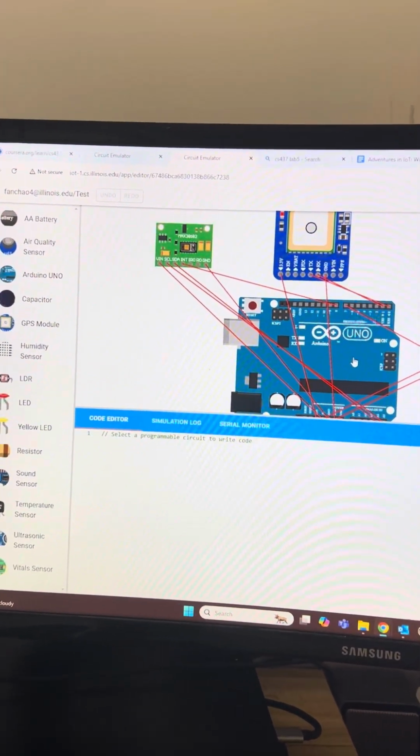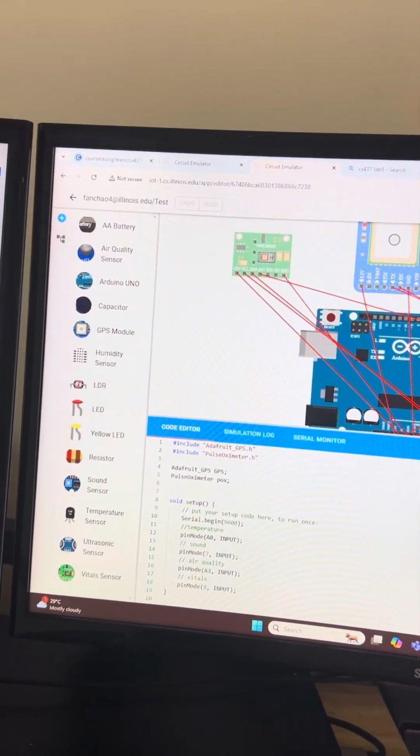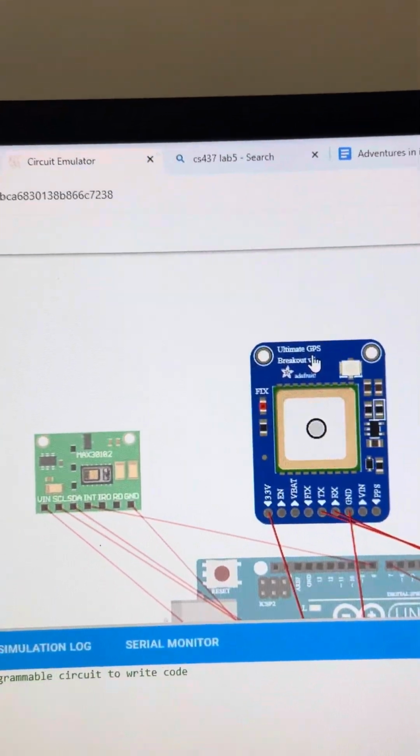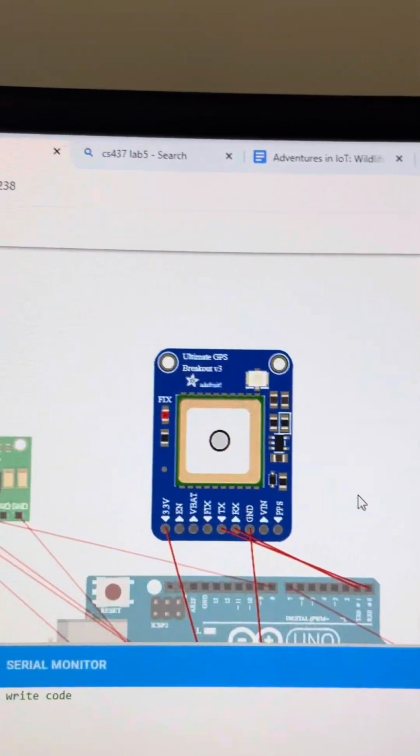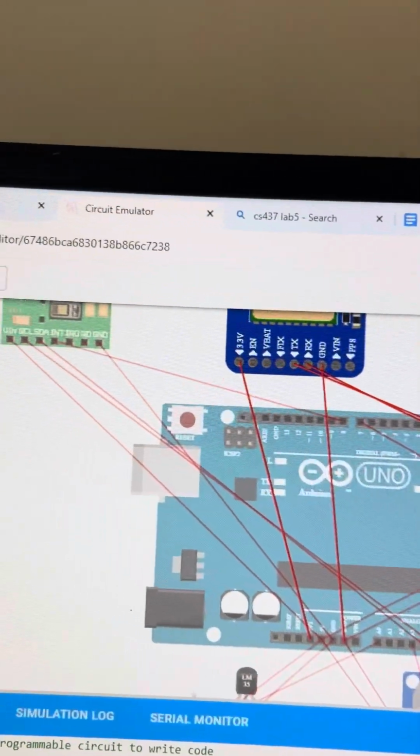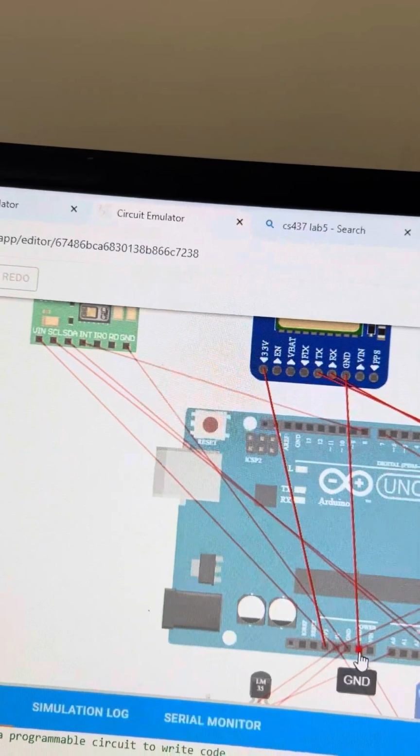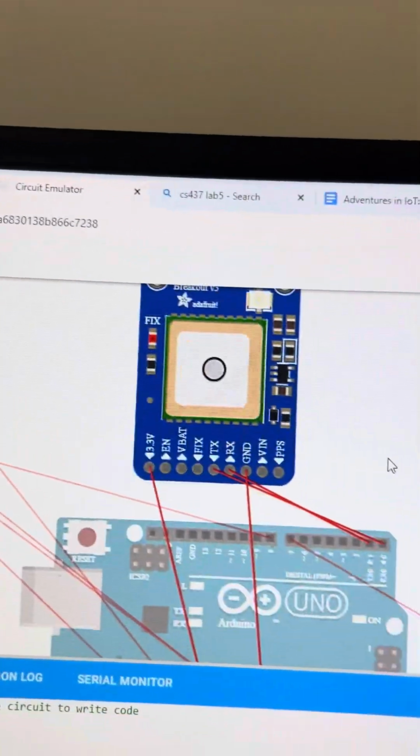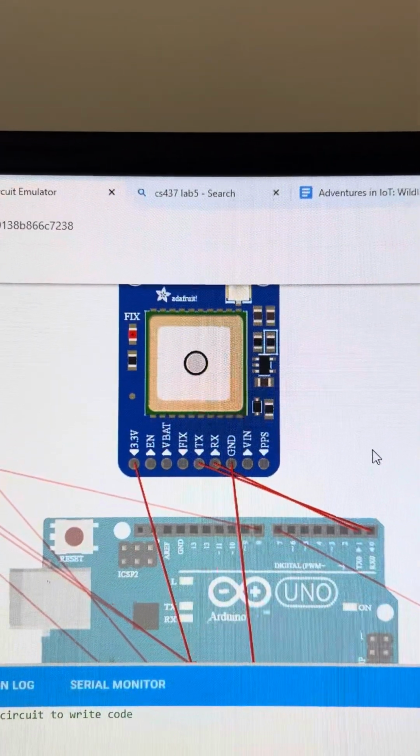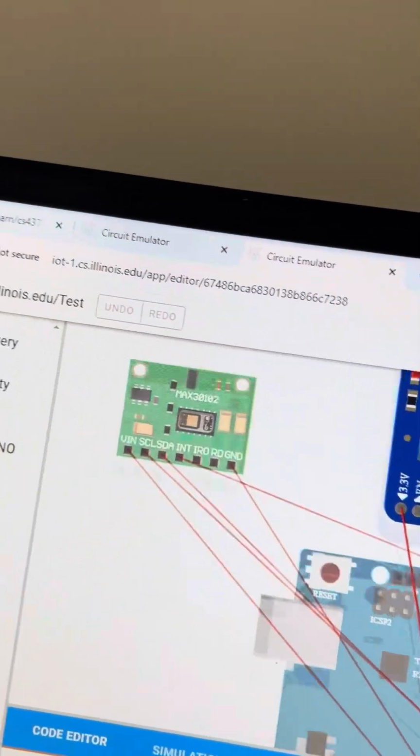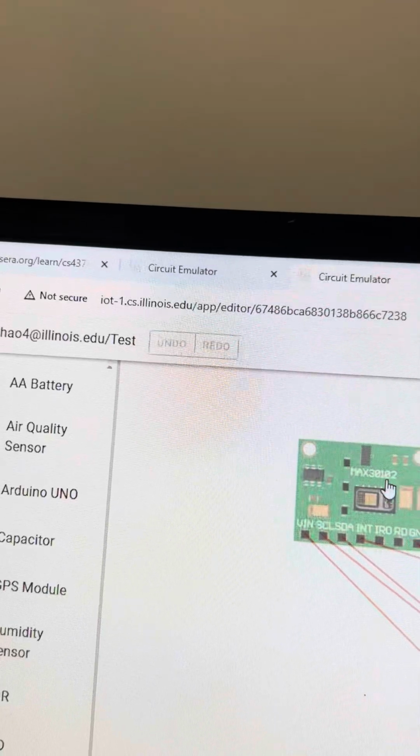Okay, so first we have the Arduino, the board. The most important device will be the GPS, which is here. So for the device, it's powered by 3.3 volts power. So I connected to the 3.3 part. The ground will be connected to the ground. I follow the tip, so the TX and RX is connected to the port 0 and 1 accordingly, following what the tip says.